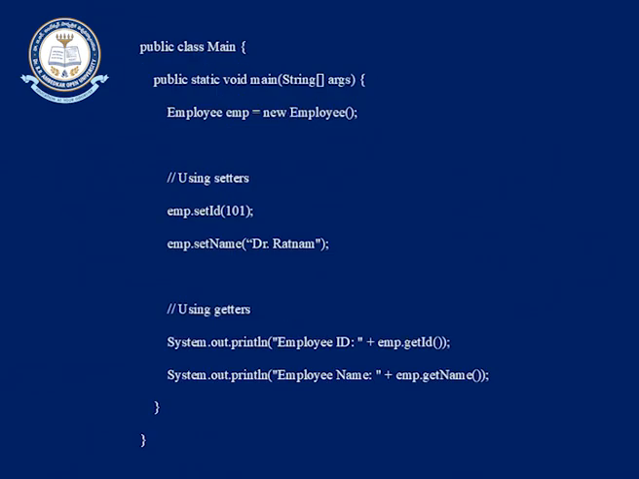So this is the main program. In the main program I created one object for the Employee class. That object name is emp. I am passing the employee ID and the employee name, and using getters I am printing the employee ID and the employee name. So next one is inheritance.